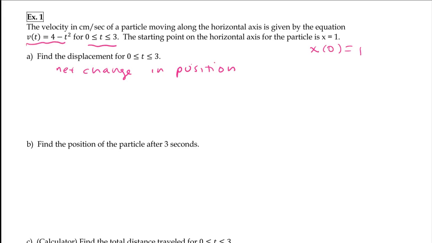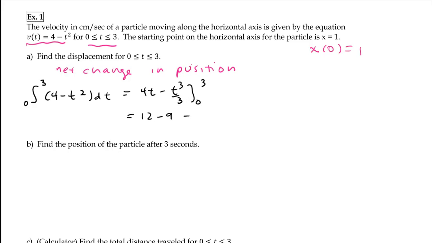So to find the net change in position, or displacement, we are going to integrate the velocity function. If we integrate that, we're going to get 4t minus t cubed over 3 from 0 to 3. Sub a 3 in, you're going to get 12 minus 9 minus 0, so 3. So our net change in position is 3. We use units. Position in this case is measured in centimeters.